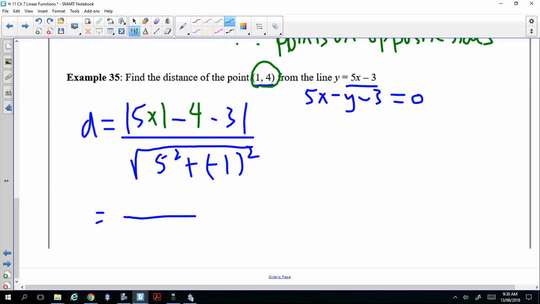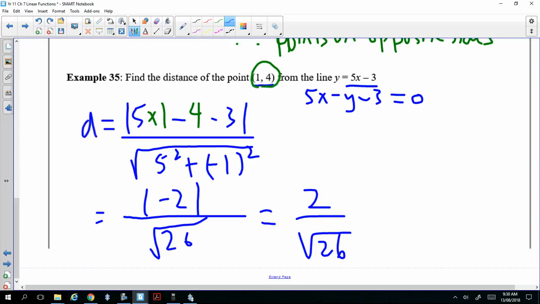The top will be 5 minus 4 is 1. 1 minus 3 is negative 2. That's why we need absolute value to turn it into positive. That's what the absolute values are used for. Right, that's the distance. Any questions?